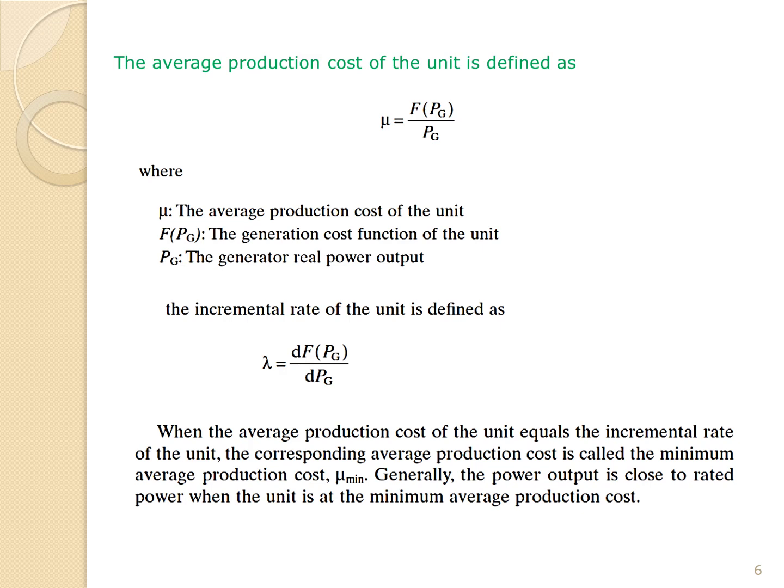Generally, the power output is close to rated power when the unit is at its minimum average production cost. In the next slide, we'll be taking an example on this: how to create the priority list and how to calculate the average production cost of each of the units.